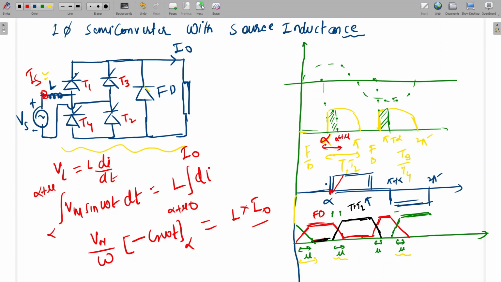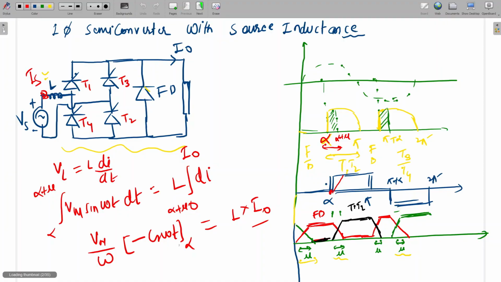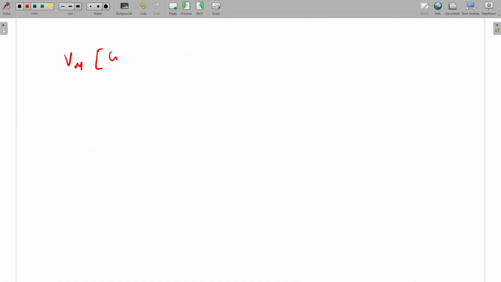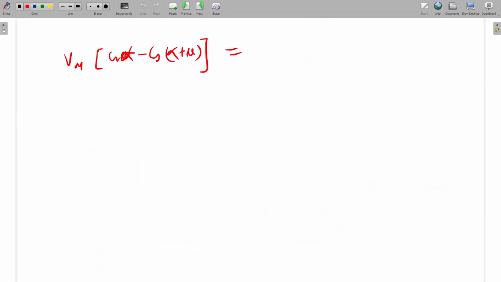Further we can simplify this. So it will be Vm into cos alpha minus cos alpha plus mu, and this should be equal to omega into L into I naught. Is it clear up to now?